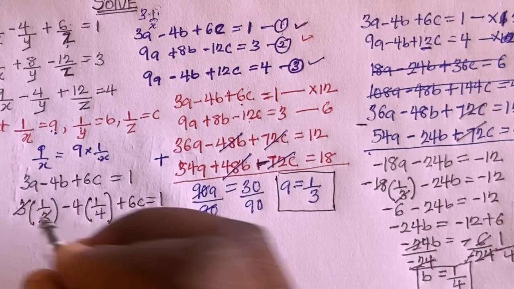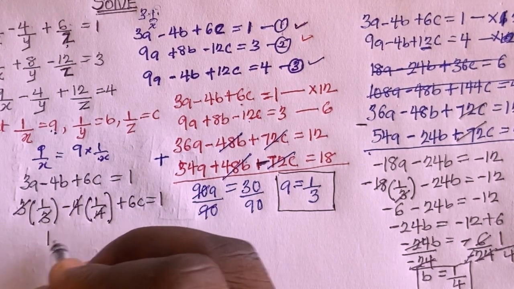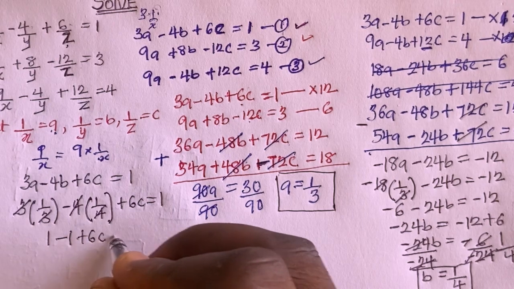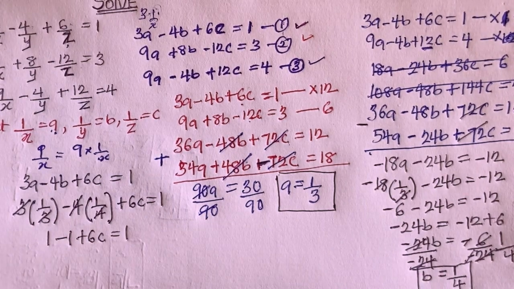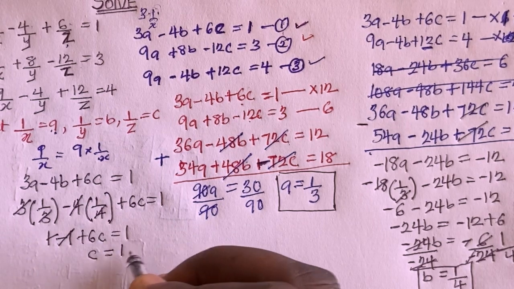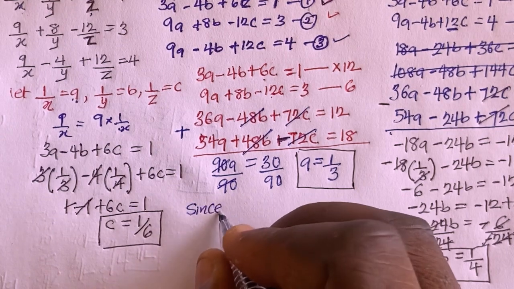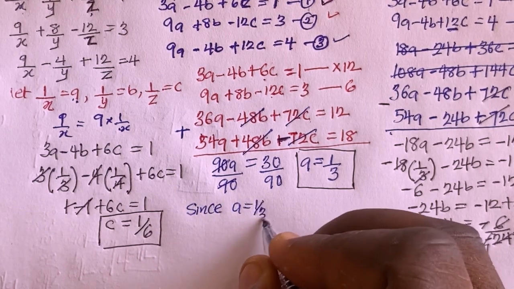So 3 goes in this, that's actually 1. 3 will cancel 3, right? 4 also will cancel 4. Then we're going to have 1 minus 1 plus 6C equals 1. Exactly. So here 1 minus 1 will cancel each other. Then I'm going to have my C equal to 1 divided by 6.